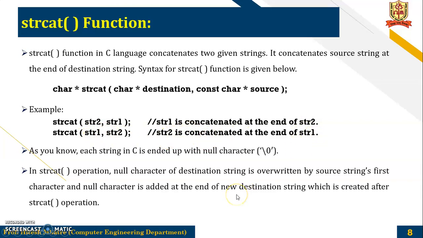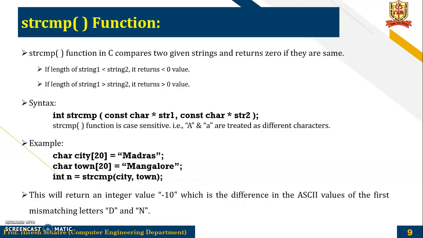Then strcmp. Now strcmp is used to compare two strings. If both the strings are equal, it will return a 0. But if string 1 is less than string 2, then it will return a value that is less than 0. But if string 1 is greater than string 2, then it will return a value that is greater than 0.